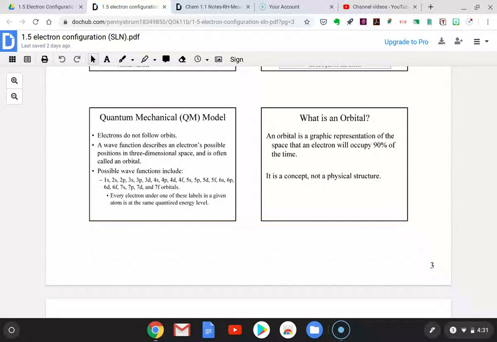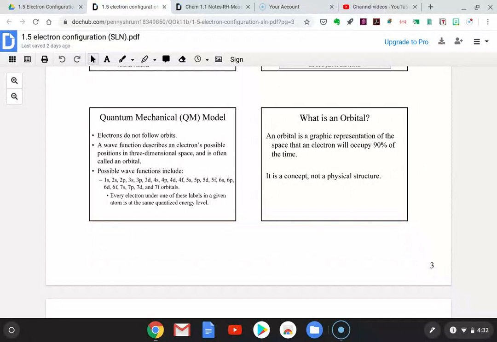So what is an orbital? We said a wave function describes the electron's possible position in three-dimensional space, and we call that wave function an orbital. So an orbital really is just a graphical representation of the space that an electron will occupy 90% of the time. If we say an electron is in a 1s wave function or a 1s orbital, we're saying 90% of the time that electron is going to be located in this area. And again, we use a graphical representation to represent what that looks like in three-dimensional space.